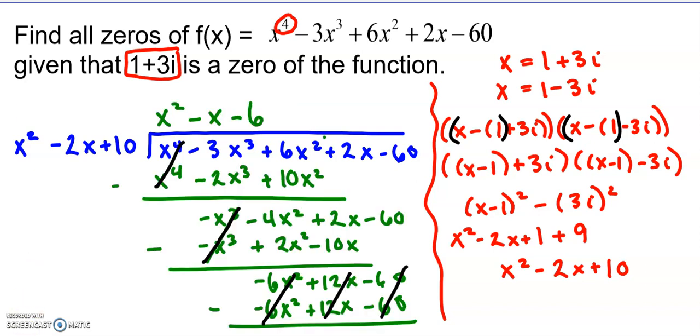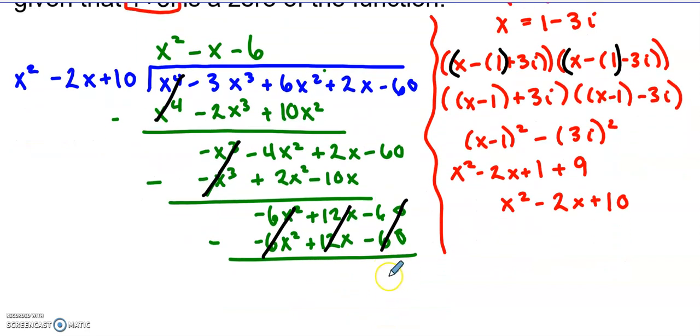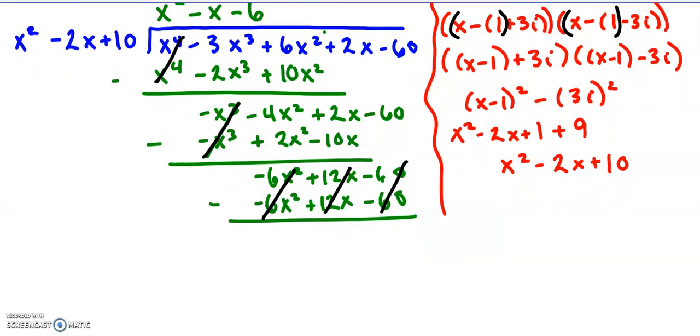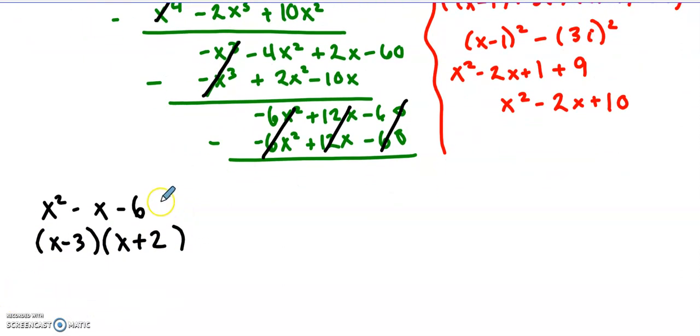All right, so when you do your long division, having a remainder of 0 is a good sign. I mean, think about it. We just divided by 2 zeros, so we should get a 0 remainder. And I'm looking at this quotient, and I have x squared minus x minus 6, which is factorable. That's going to give me x minus 3, x plus 2. And if I set this equal to 0, I get x equals 3, x equals negative 2.